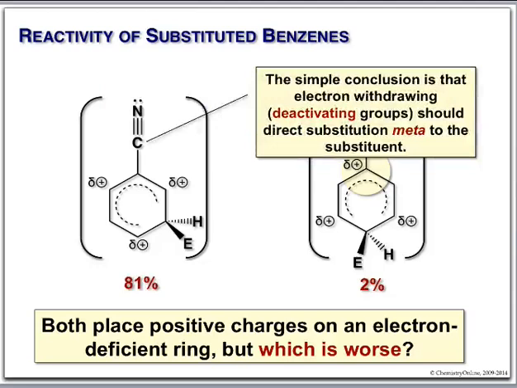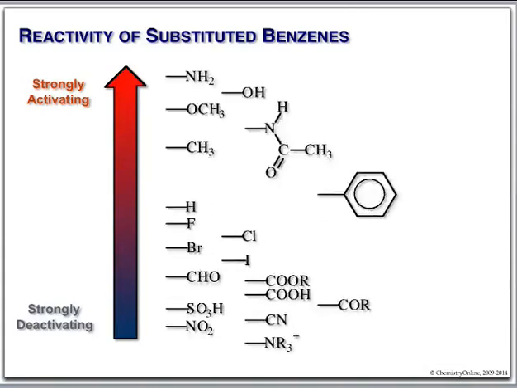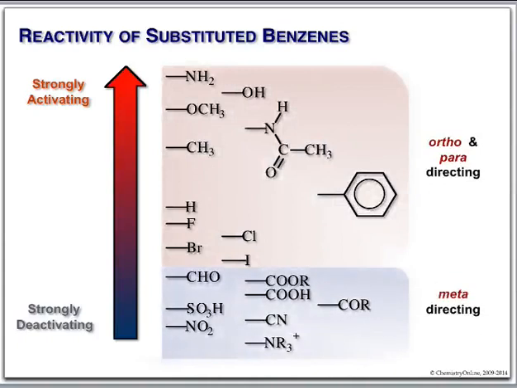They're both lousy, but this guy is worse. Everyone see that? So finally, let's complete our little table. These guys up top here, from the halogens up, we said are activating and they're ortho-para-directing. These guys from the halogens down are going to be deactivating, and they will be meta-directing. Any questions?